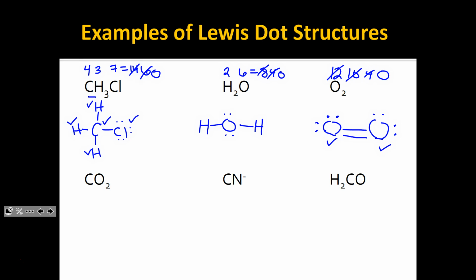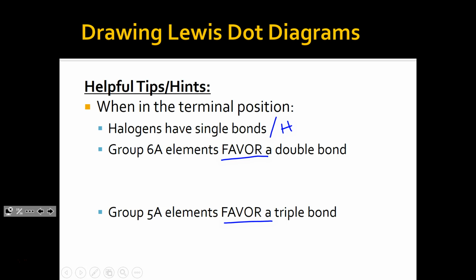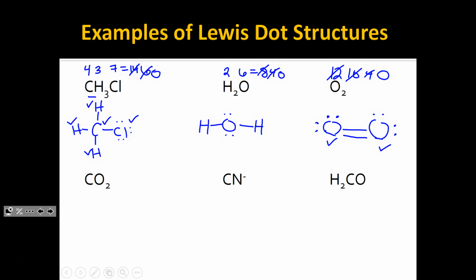Also notice, even though there's no central atom, they're both terminal in this case. Notice what kind of bond oxygen had. It was a double bond. And remember what I said back on this slide is group 6A elements, oxygen of which is one of them, they favor a double bond. And so that makes sense that this one would have a double bond.